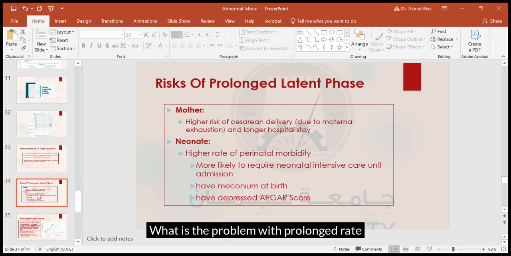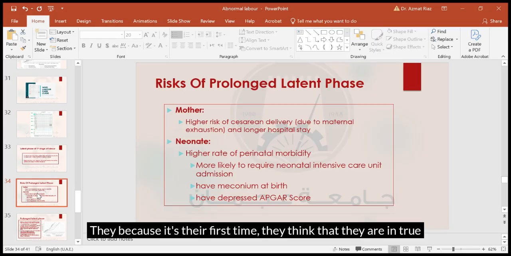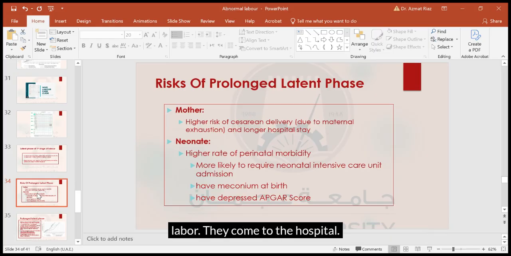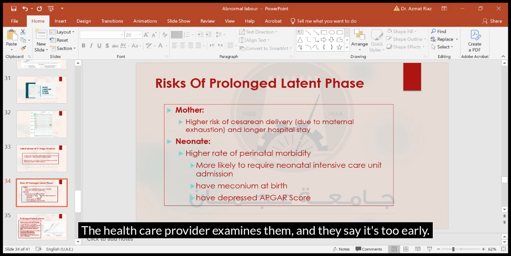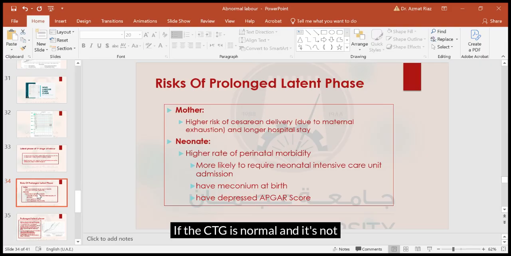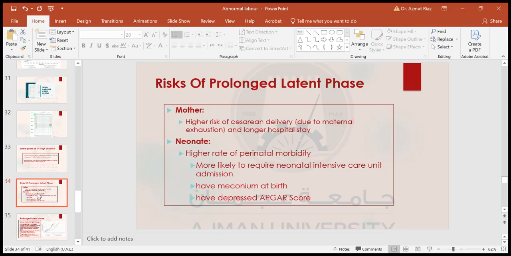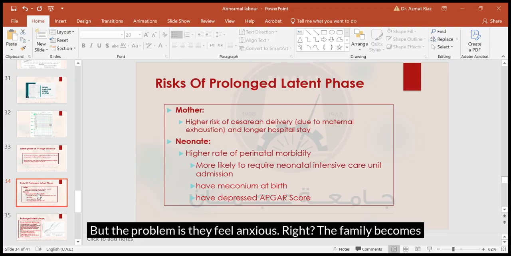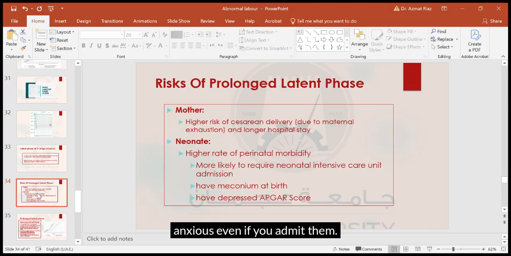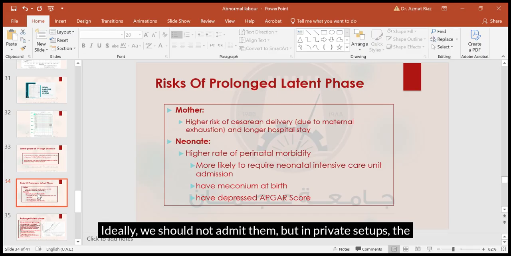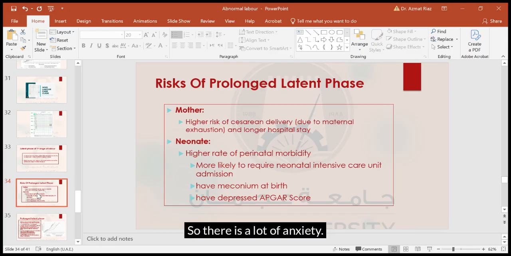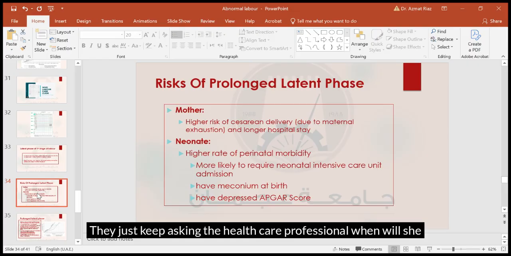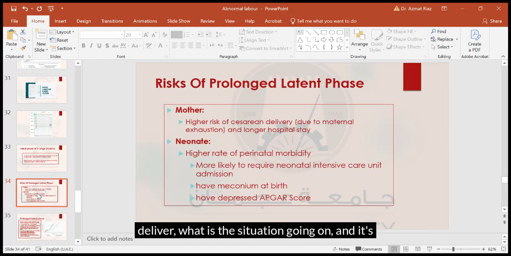What is the problem with a prolonged latent phase, especially in a primigravida? Because it's their first time, they think that they are in true labor. They come to the hospital, the healthcare provider examines them and says it's too early. If the CTG is normal, and it's not usually a private setup, they can be sent home just to relax. But the problem is they feel anxious, right? The family becomes anxious even if you admit them. Ideally, we should not admit them, but in private setups, the practices may be different. So there is a lot of anxiety. They just keep asking the healthcare professional, when will she deliver? What is the situation going on? And there is a lot of pain and a lot of anxiety.